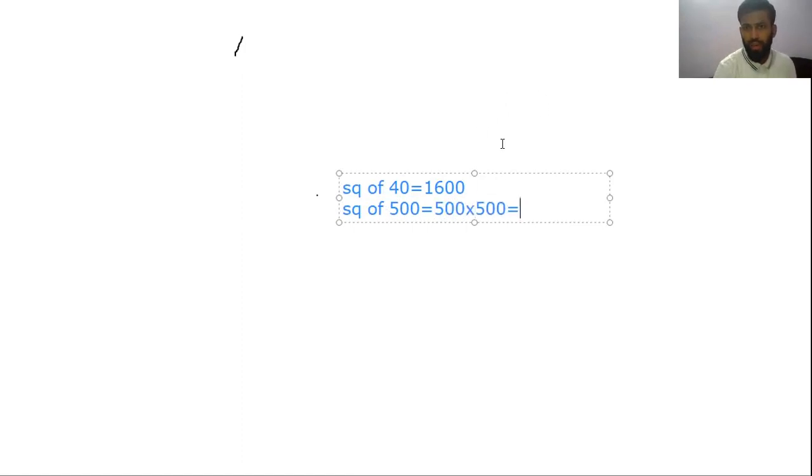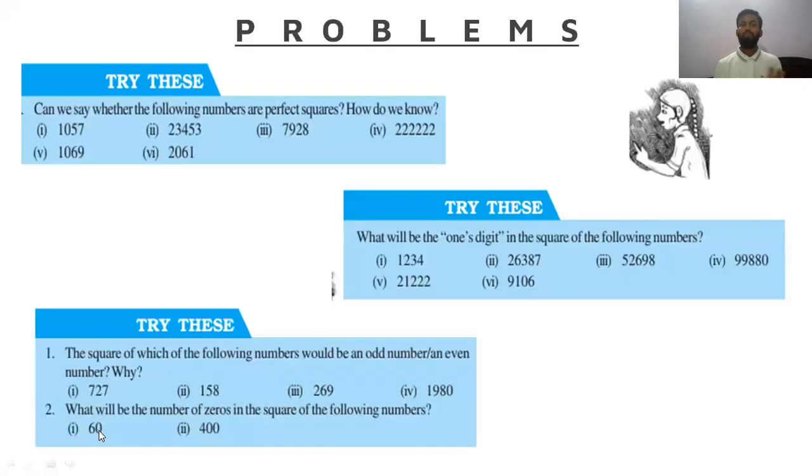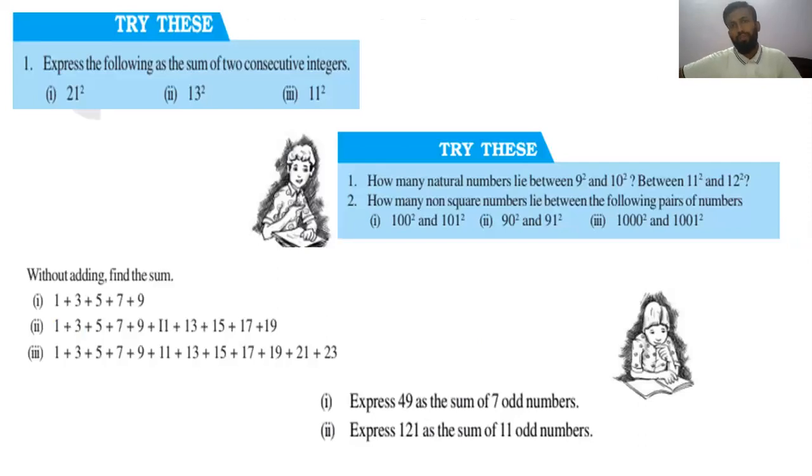And how do you do it quickly? 5 multiplied by 5, you multiply the digits except for the zeros, that is 25. And what about zeros? In multiplication, zeros are added, 2 and 2, 4. But in order to do it quickly, what will be the number of zeros in the square of the following numbers? In 60, we have 1 zero, so there will be 2 zeros in its square. In 400, there are 2 zeros, so there will be double, 4 zeros in its square. That's it. Last slide for today.